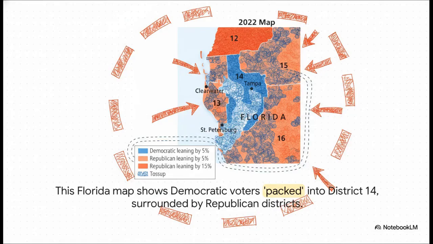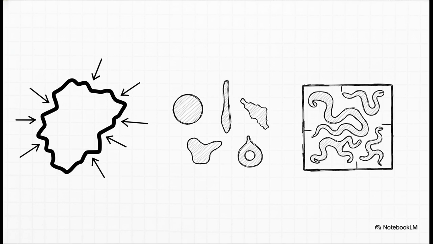This 2022 map from Florida is a perfect real-world example of packing. Look at District 14, there in blue. It is packed to the gills with Democratic-leaning voters. They will almost definitely win that one district. But by concentrating them all there, the surrounding districts, 12, 13, 15, and 16, all become much easier for Republican candidates to win.